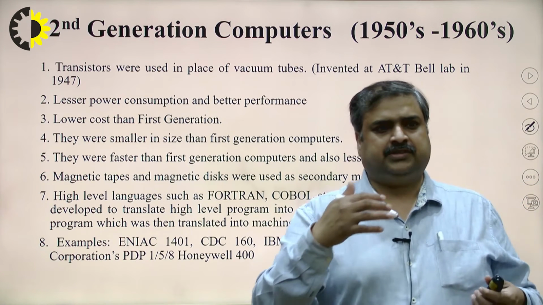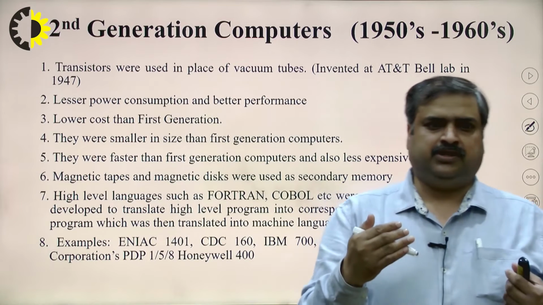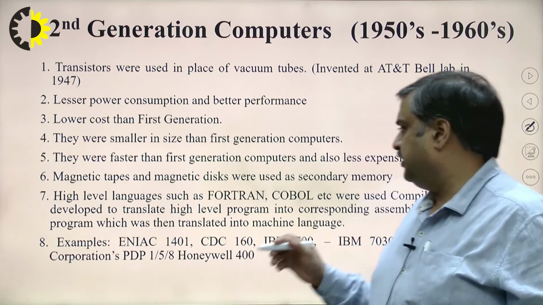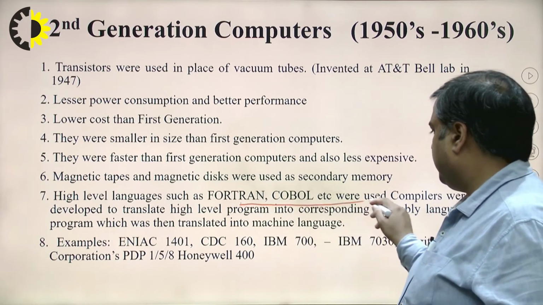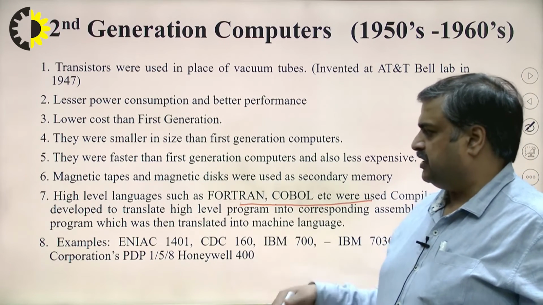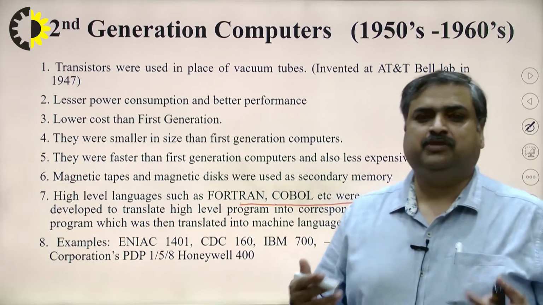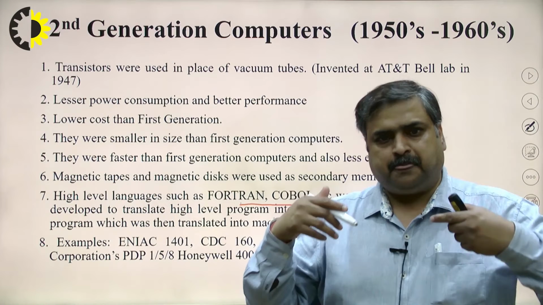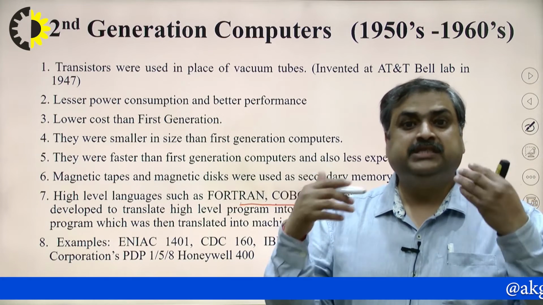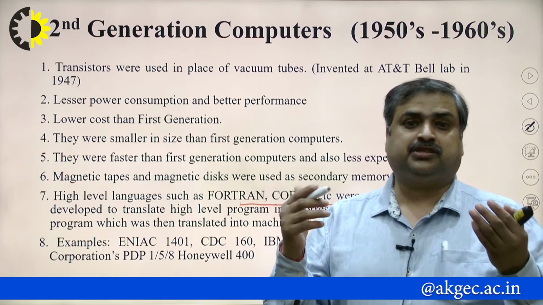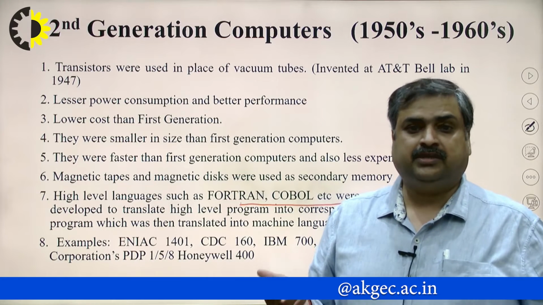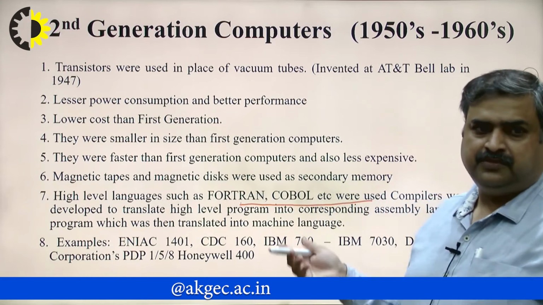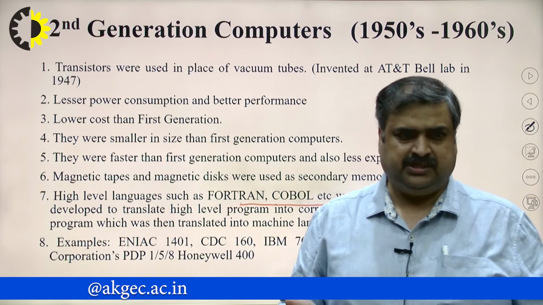High level languages like Fortran and COBOL started being used, and some compilers were developed. In the first generation computers, instructions were written only at machine level, in 0 and 1 format, and that was not easy for programming the computer. But with the beginning of high level languages, it became easy.